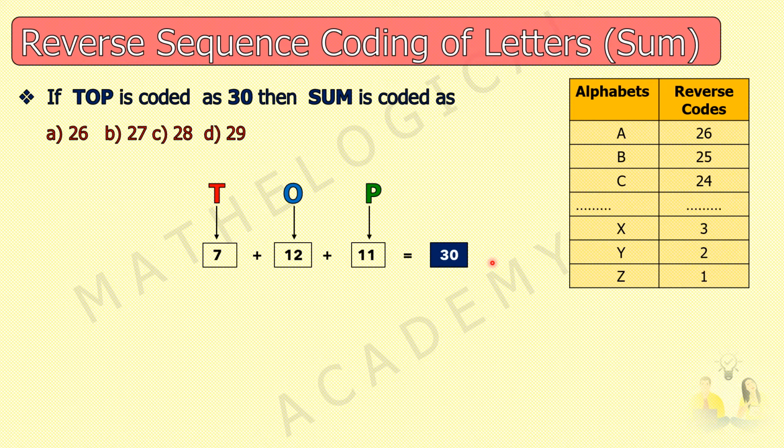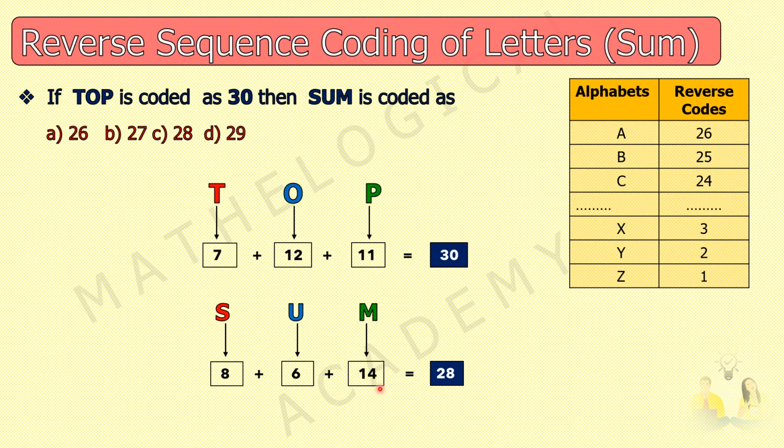So we'll do the same thing for Sum also. Sum, reverse letter coding, reverse serial numbers we'll see. So the reverse serial number for S is 8, U is 6, M is 14. We find the sum, which is 28.